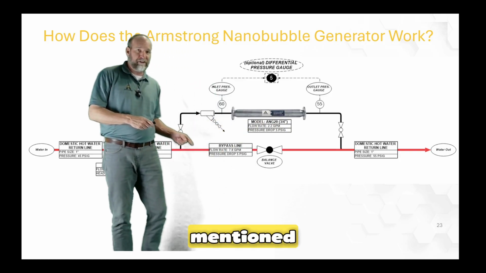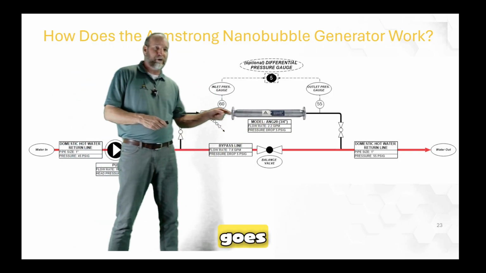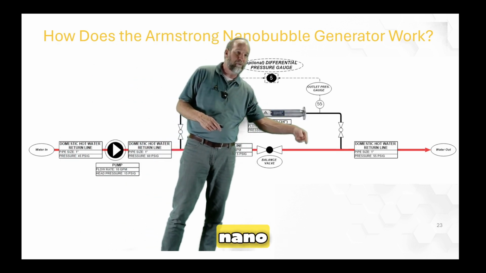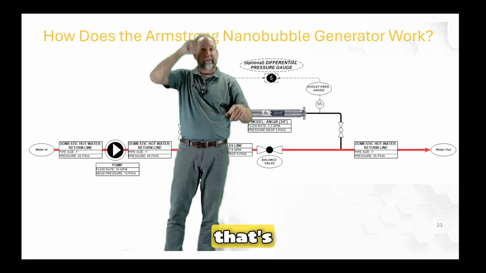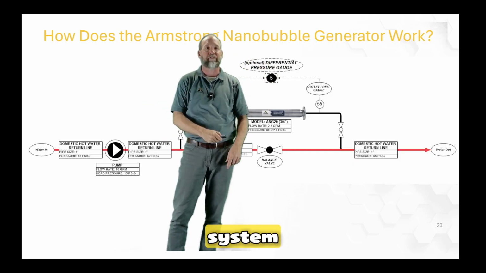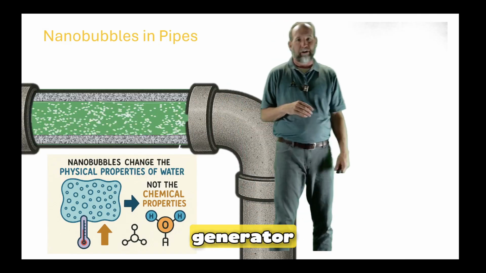Then, like we mentioned, that water's coming through here. It's got those non-condensable gases. Some of it goes in here that gets shredded and cavitated. Out the other side come the nanobubbles, goes out to the system, comes all the way back around, does it again. That's why we want constant recirculation, have this water constantly moving throughout this system so that it's constantly going in and out of the nanobubble generator.